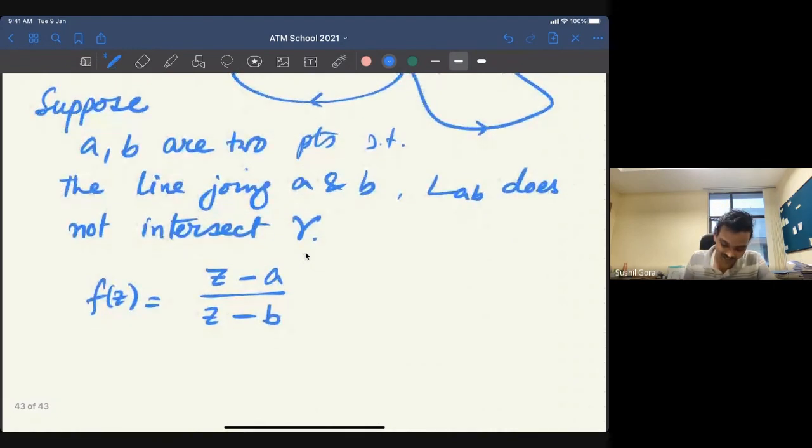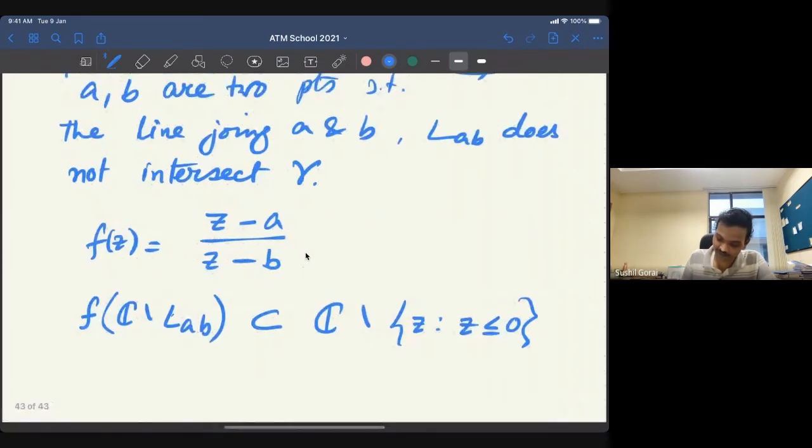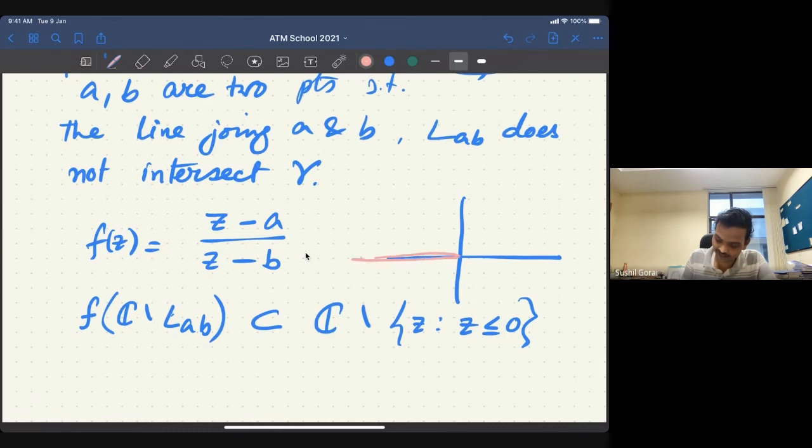You note that the image of C minus the line joining A and B lies in C minus the set of z such that z is less than or equal to 0. So this image lies in this part.